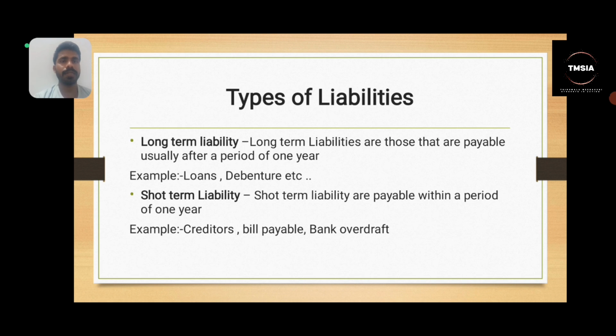Types of liabilities. First one is long-term liabilities. Long-term liabilities are those that are payable usually after a period of 1 year. For example, loans, debentures, etc. Second one is short-term liability. Short-term liabilities are payable within a period of 1 year. For example, creditors, bills payable, bank overdraft.